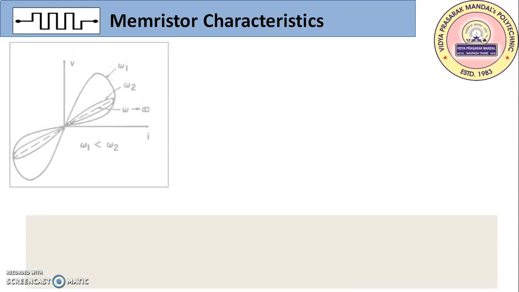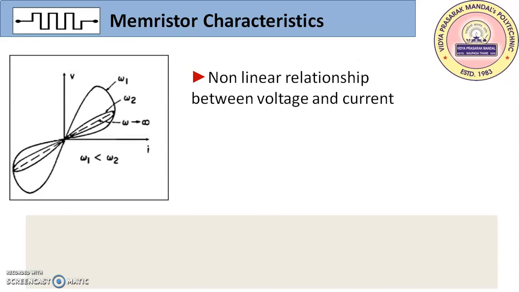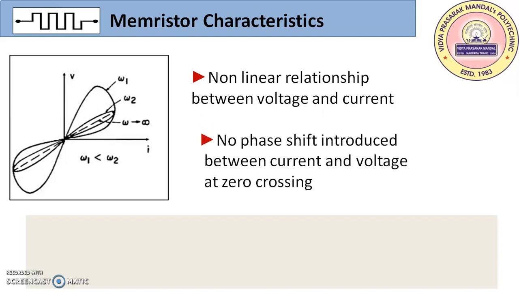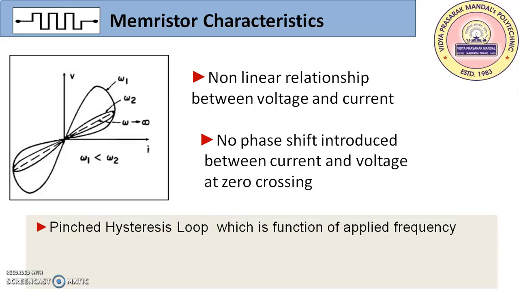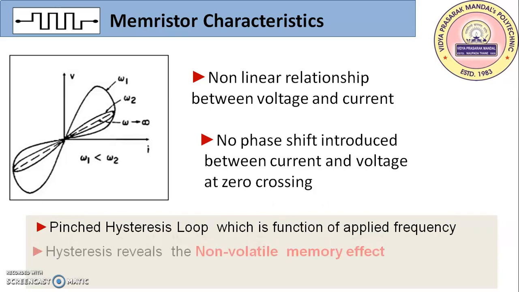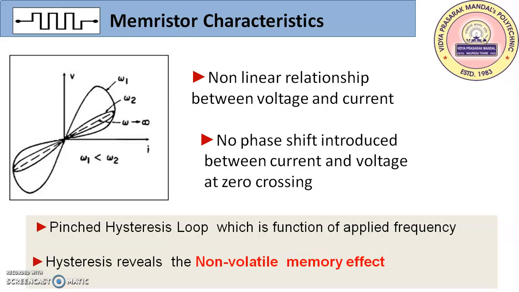Memristor characteristics. As shown in the diagram, it shows a non-linear relationship between voltage and current. No phase shift is introduced between current and voltage at zero crossing. Pinched hysteresis loop, which is a function of applied voltage. Hysteresis reveals the non-volatile memory effect. In this hysteresis loop, as frequency increases, the loop area shrinks, or the lobe shrinks.